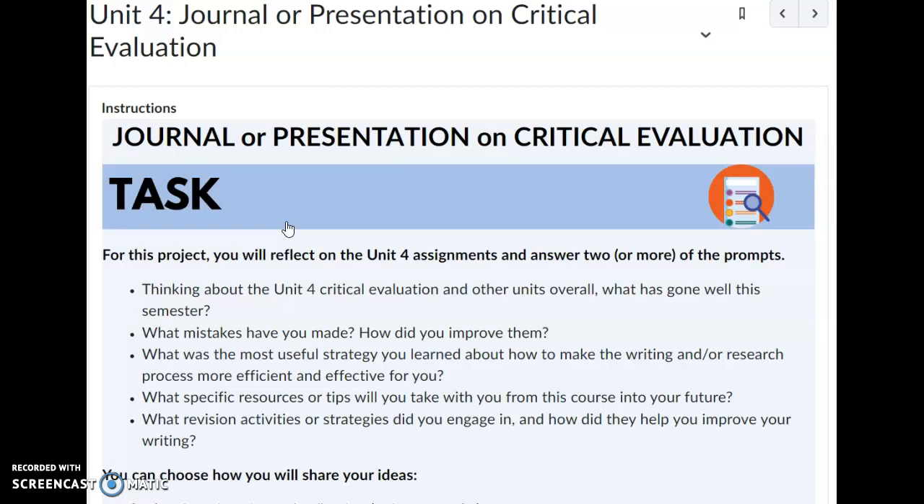So it says answer 2 or more of the prompts, and you're certainly welcome to answer more than 2. If you look at the first question, you can see it's a little bit tonally different. Thinking about the Unit 4 critical evaluation and other units overall, what has gone well this entire semester? So you're really thinking about what you learned in 101 and what you learned in 011 for the whole semester. What mistakes have you made? How did you make them better? What was the most useful strategy you learned about how to make the writing or research process more efficient and to work better for you?